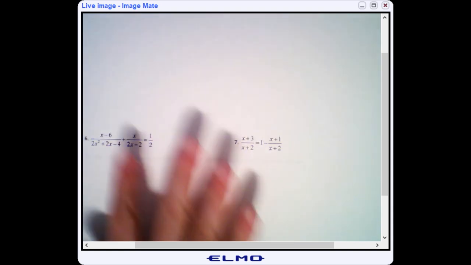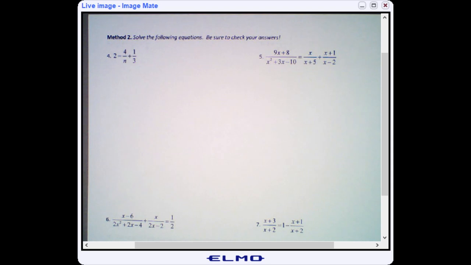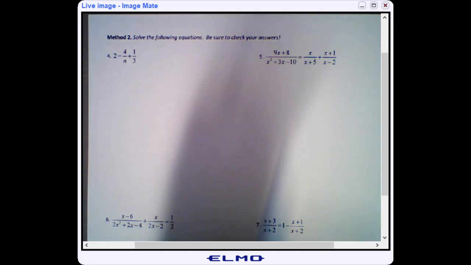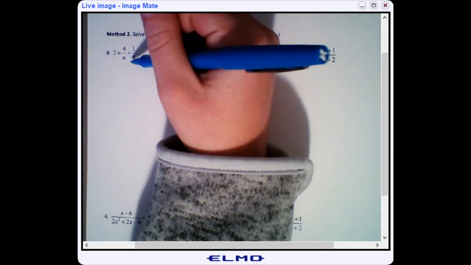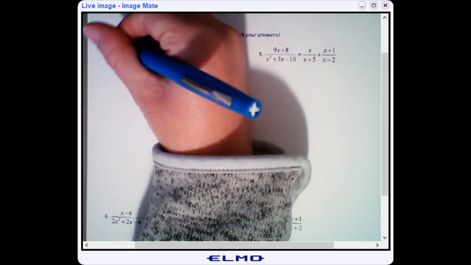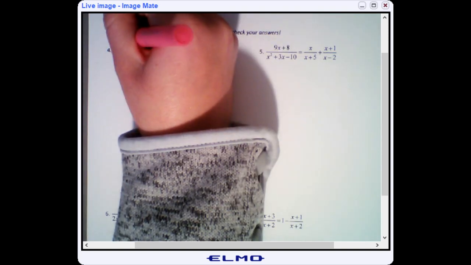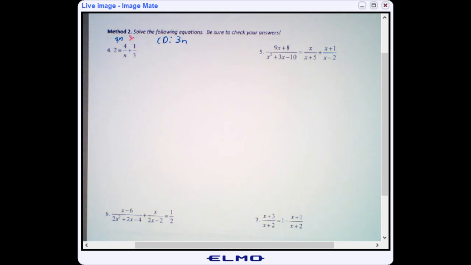Now we're going to try method 2 of finding the common denominator and multiplying everything by the common denominator so things cancel out. So here I have a denominator of 3 and n, so my CD is 3n. I'm going to multiply the first thing by 3n, the middle by 3n, and the last by 3n. So everything gets multiplied by 3n.